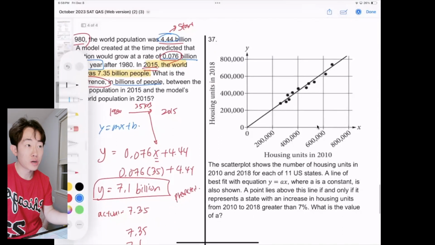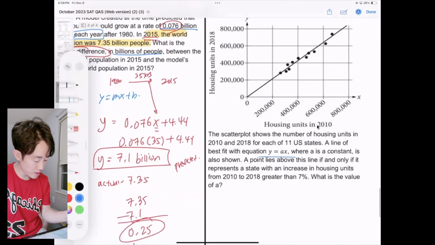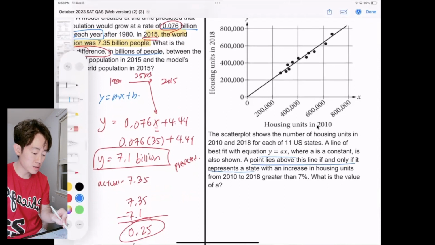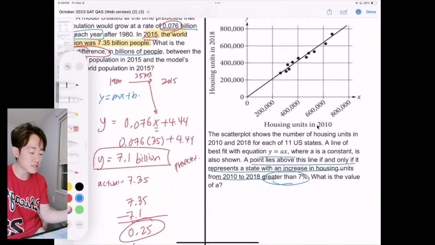2 more questions to go. 37. We have a line. A line of best fit is y equals ax. Okay, cool. A point lies above this line if and only if it represents a state with an increase in housing units from 2010 to 2018 greater than 7%.